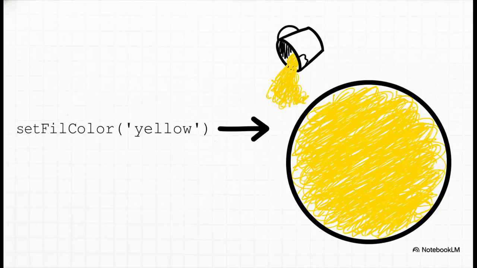Okay, so our sun is in the wrong spot, and it's the wrong color. Let's fix the color first. This command is super straightforward. It does exactly what it says. It fills our circle shape with a bright, sunny yellow.